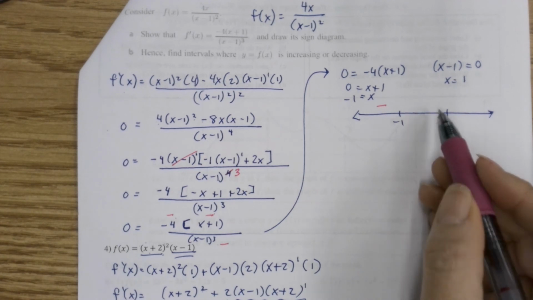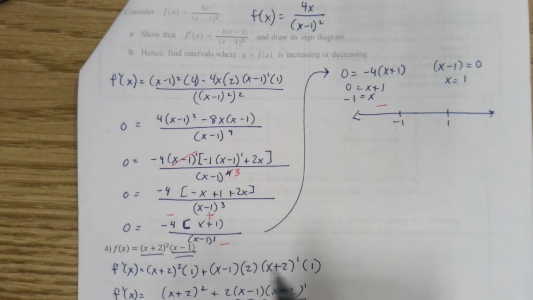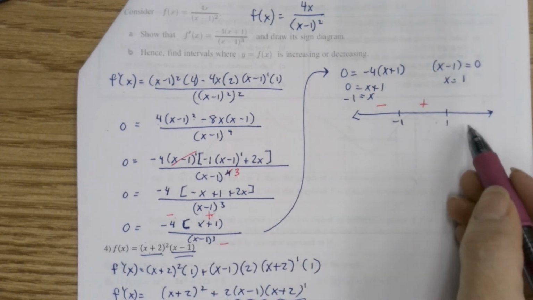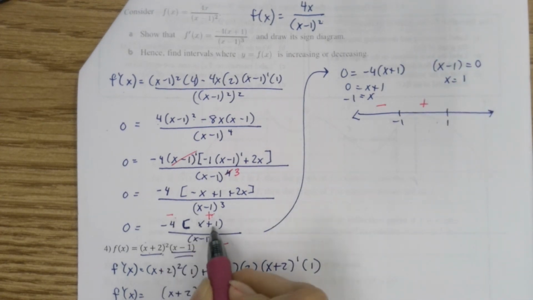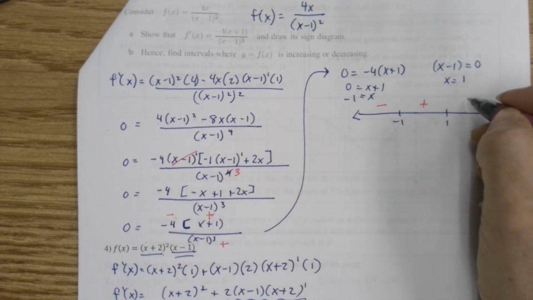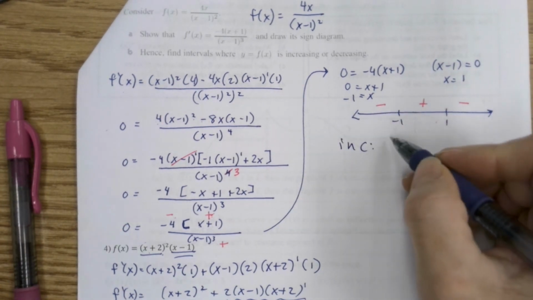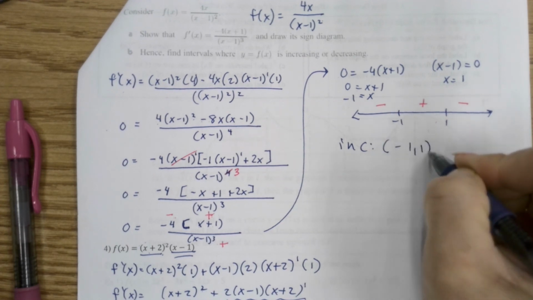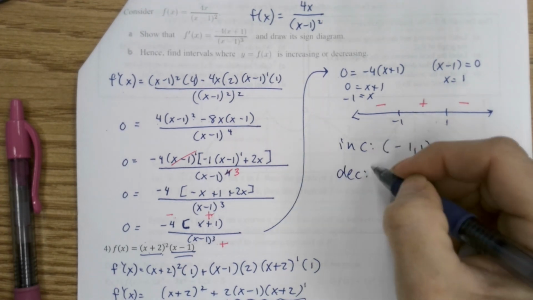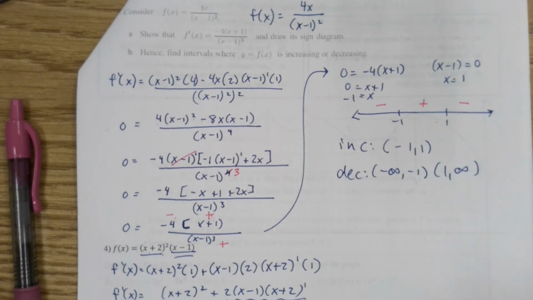Let's substitute 0 in. So negative 4 times 0 plus 1 is positive, over 0 minus 1, which is negative, cubed is a negative. So that leaves us with a positive. And let's plug in 2. So this is negative. 2 plus 1 is positive. 2 minus 1 cubed is positive. So a negative times a positive is a negative. So this is increasing between negative 1 and 1. This is decreasing from negative infinity to negative 1, and also from 1 out to infinity.